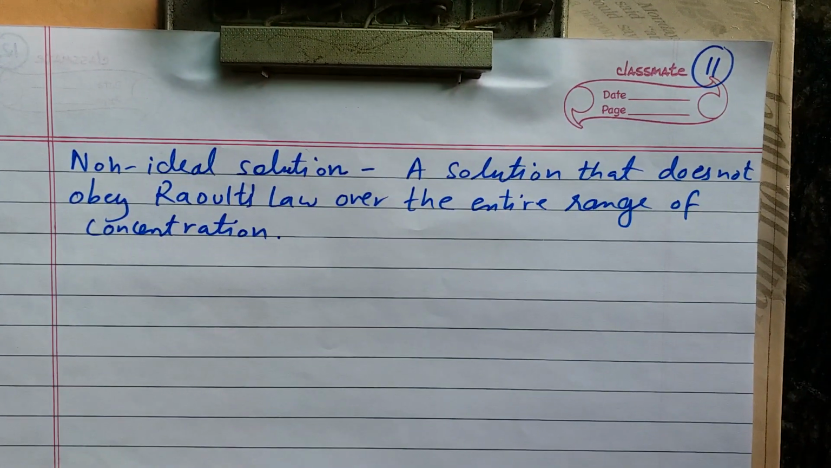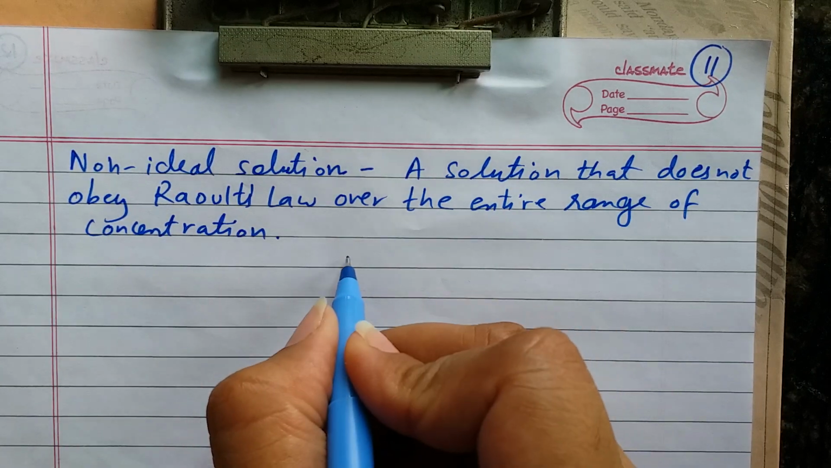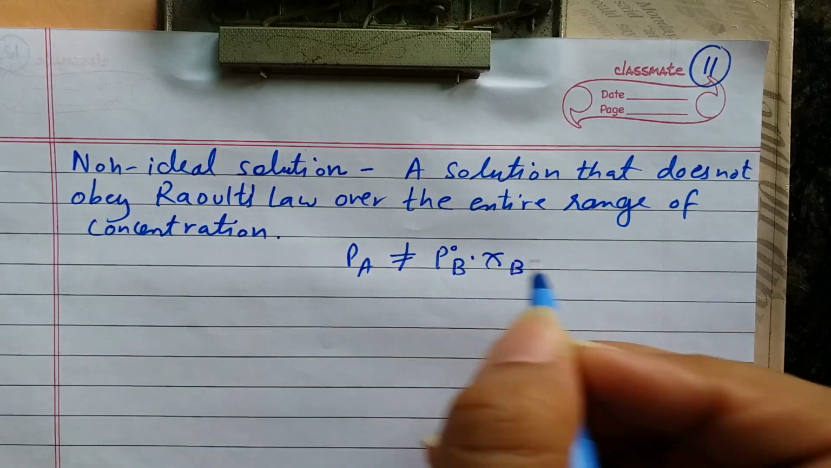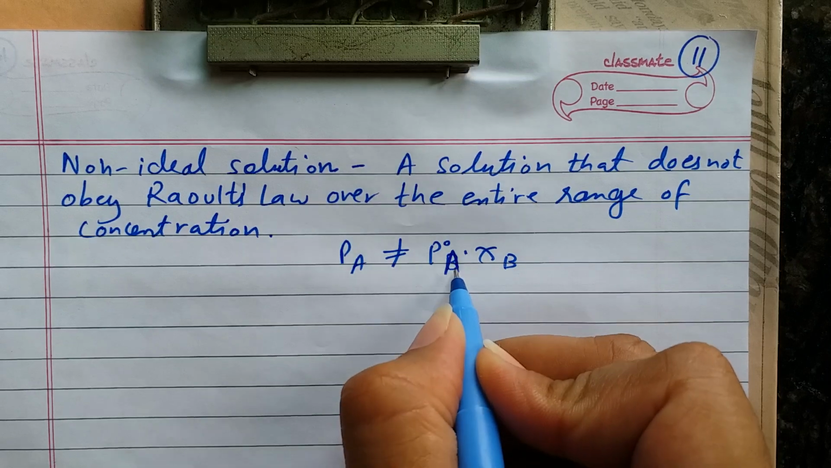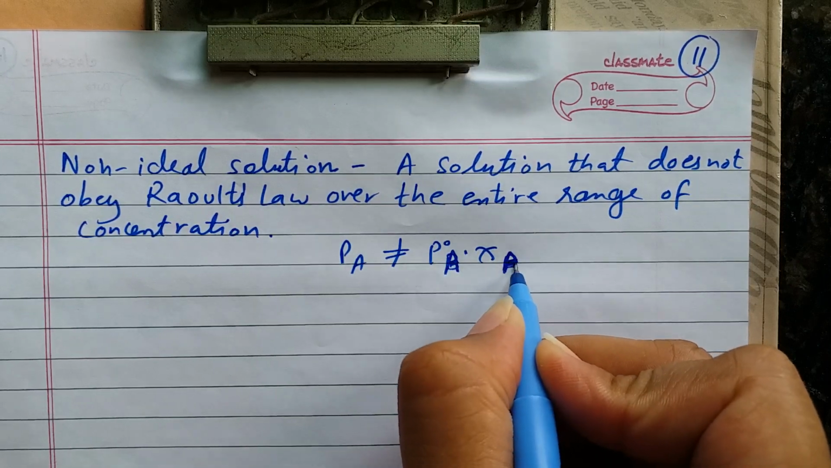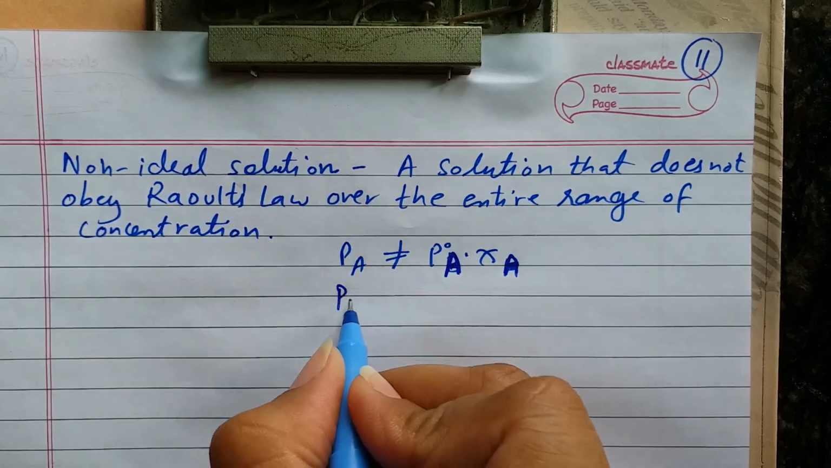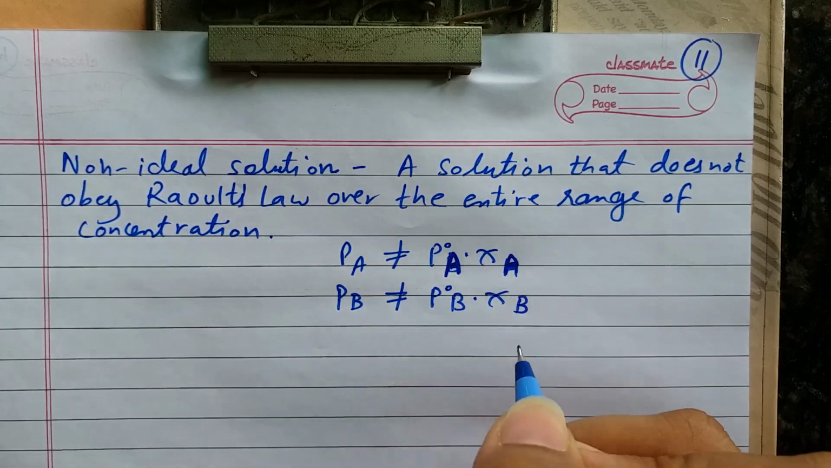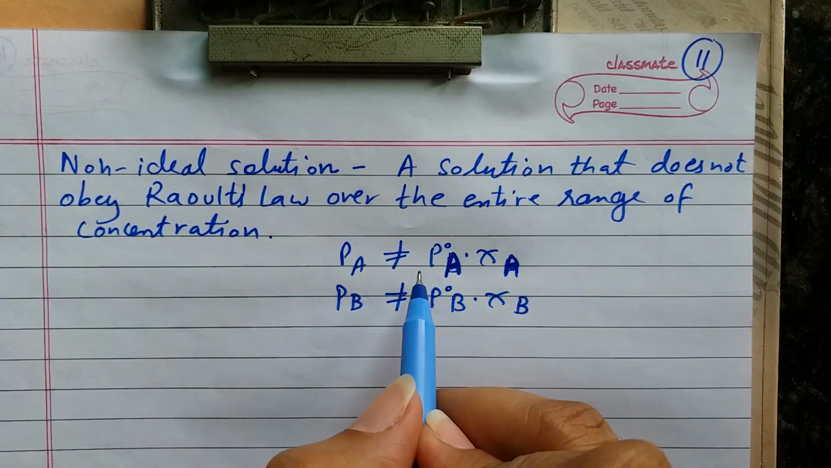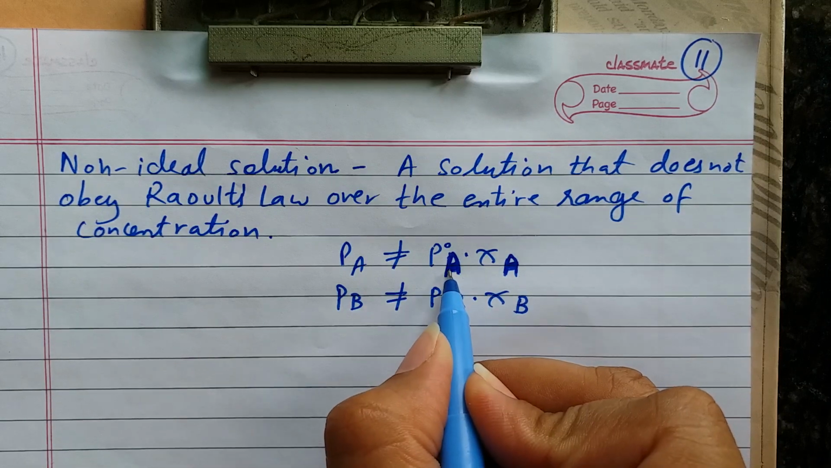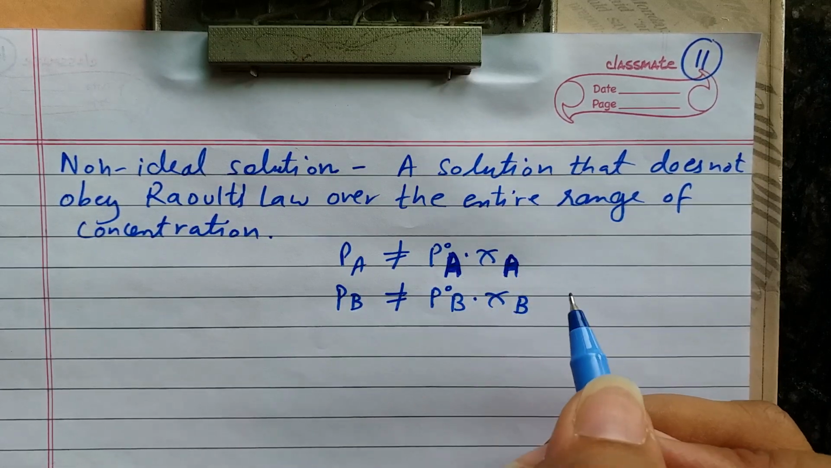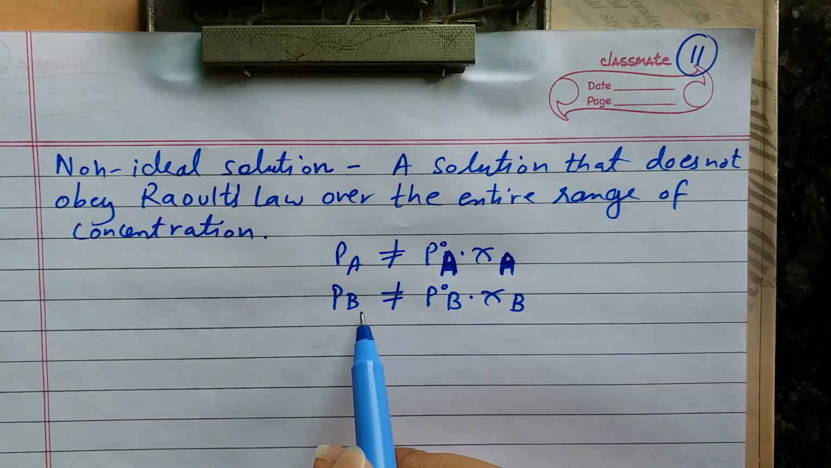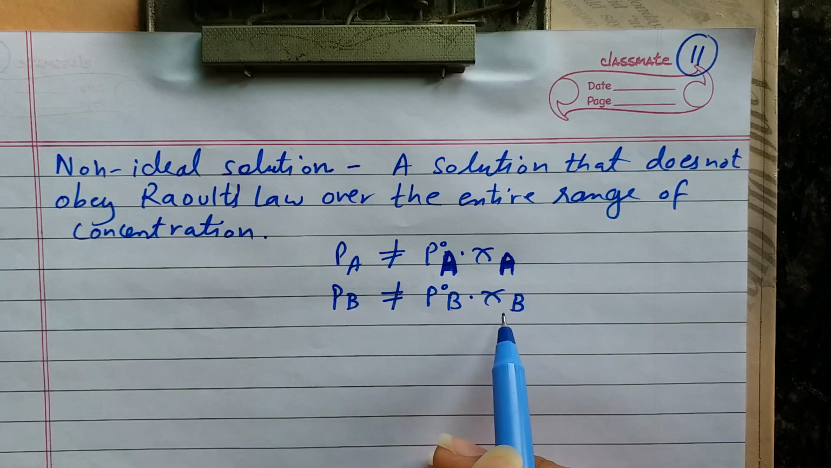So if it is not obeying Raoult's law, you know what? PA will not be equal to P naught A into chi A, and PB will not be equal to P naught B into chi B. Remember the expression for Raoult's law? PA is equal to P naught A into chi A, and PB is equal to P naught B into chi B. But here it will not be equal. So PA will be either higher or lower than the product of P naught A into chi A, and PB also will be either higher or lower than the product of P naught B into chi B.